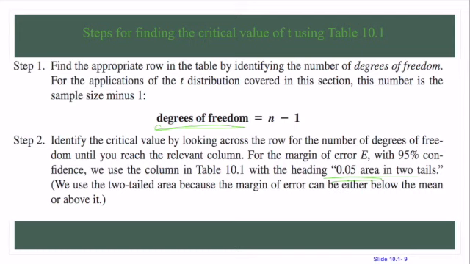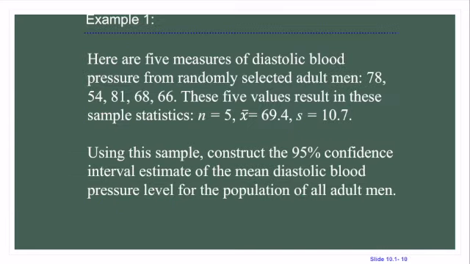We're going to use the area in two tails because our margin of error can be either above or below the mean when we're calculating a confidence interval. Okay? So, here are 5 measures of diastolic blood pressure from randomly selected adult men. These 5 values result in the sample statistics n equals 5.